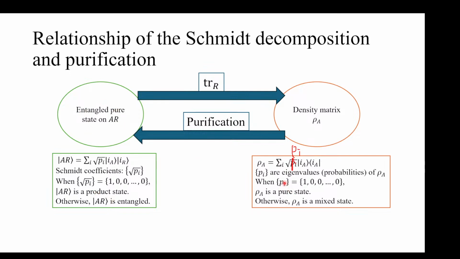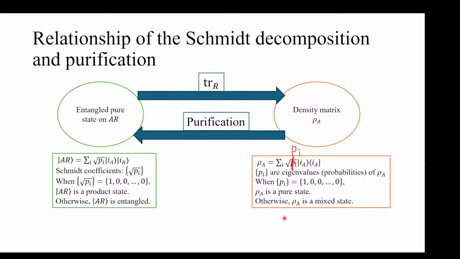Correspondingly, that will mean that pi is 1, 0, 0, 0 for this rho A, and that also means that this rho A is a pure state. That makes sense because AR is a product state, so you trace out the R part, it doesn't affect the A part, which is still a pure state. And if pi is not this concentrated, then AR will be an entangled state, and that will mean rho A is a mixed state.